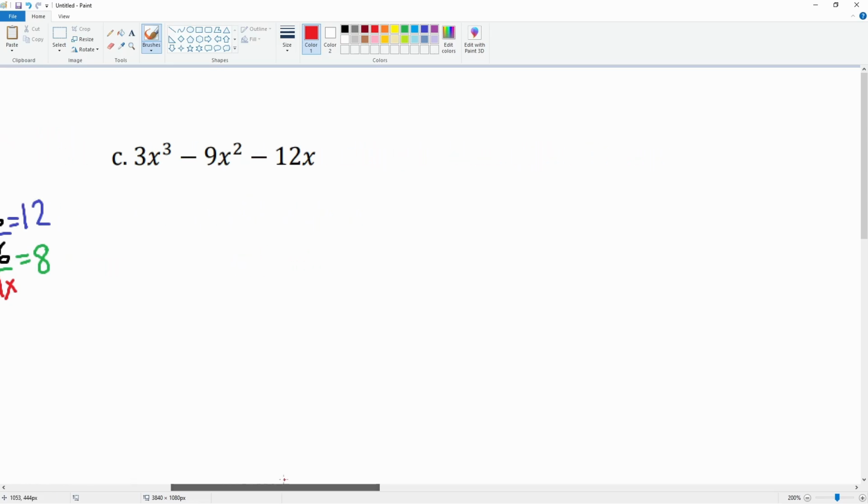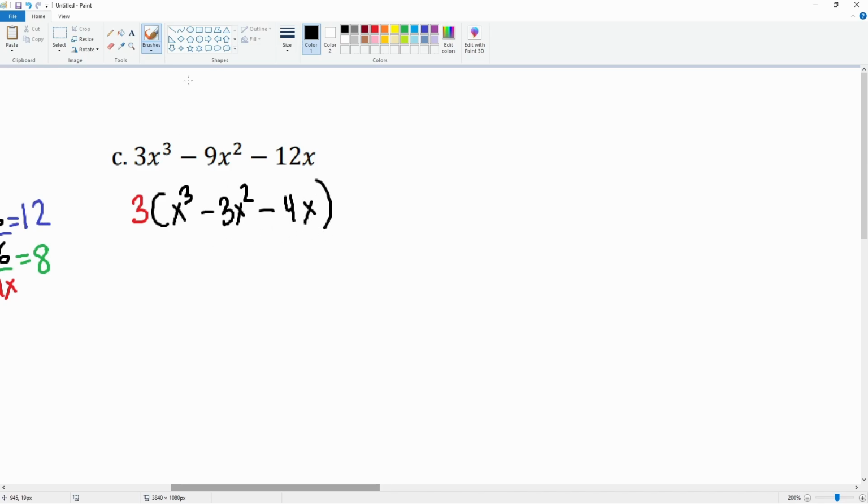Then we have the next one. Again, try to pull out a GCF. It looks like 3 is what is in common for all these. So this is the GCF of 3. If we pull out a 3 from the 3x cubed, what are we left with? An x cubed. If we pull out a 3 here from the 9x squared, it becomes negative 3x squared. And if we pull out a 3 from the negative 12, it becomes a 4x.